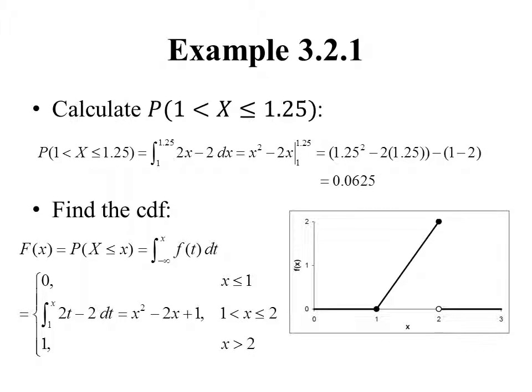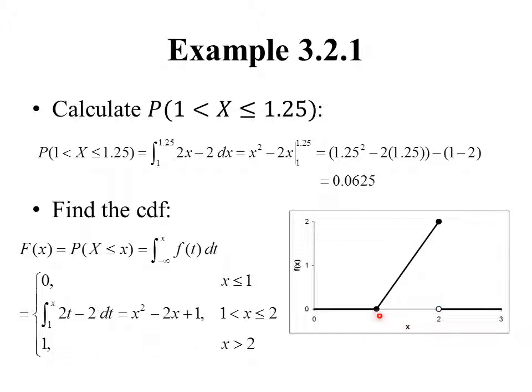Now lastly, let's find a formula for the CDF. To find the CDF, we're going to integrate the density curve from negative infinity up to x. Now if we choose x to be less than 1, we see that the area to the left of x is 0. And so for any x less than or equal to 1, capital F of x is 0. If we choose x greater than 2, then the total area to the left of x is going to be the area of this triangle, which we know is 1. And so for any x greater than 2, capital F is equal to 1.